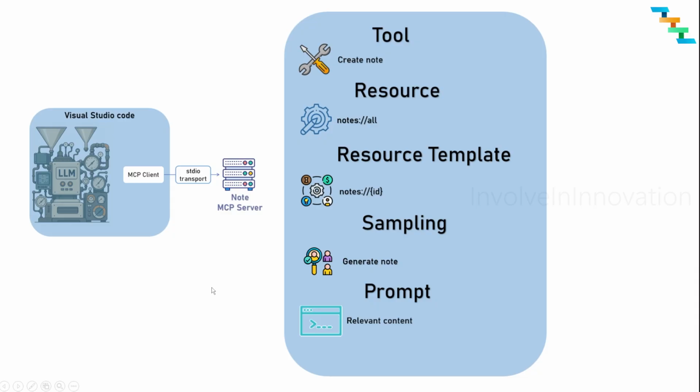Now there are additional two things which are also used widely. They are resource template. This is for parameterized resource patterns. For example, if you want to get only a particular node from the list of nodes, you can fetch it with the node's ID.